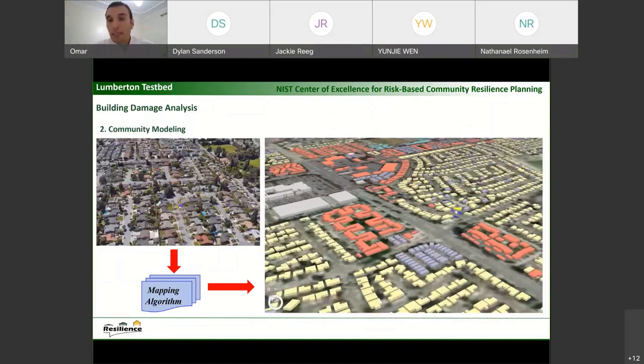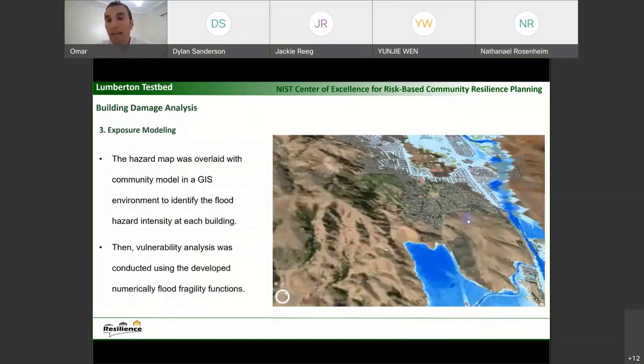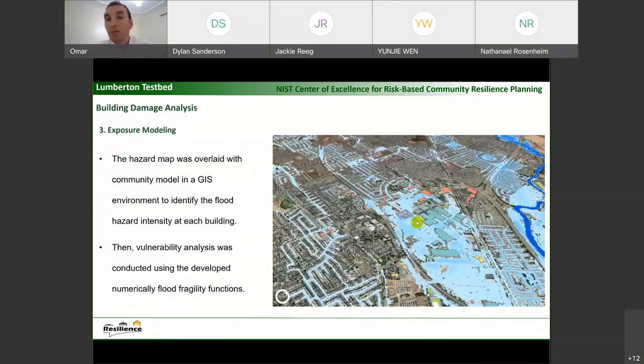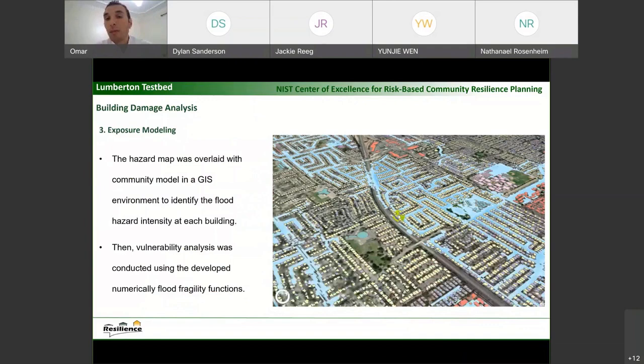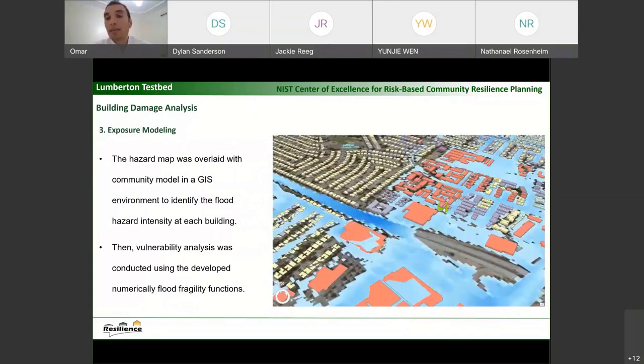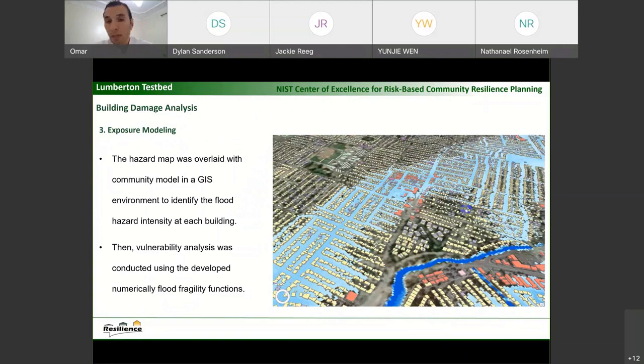Then we overlay the hazard map with the community model to identify the exposed buildings and the hazard intensity at each one of these exposed buildings. So this allows us to use our fragilities, by using the flood depths at each building, and calculate the exceedance probability of each damage state based on the measured flood depths at each one of the exposed buildings.